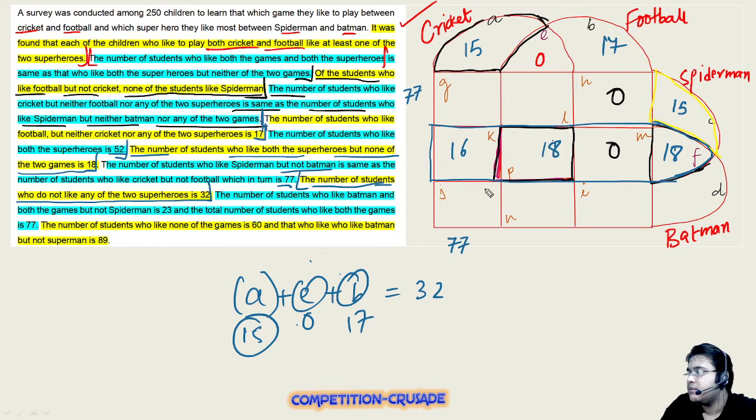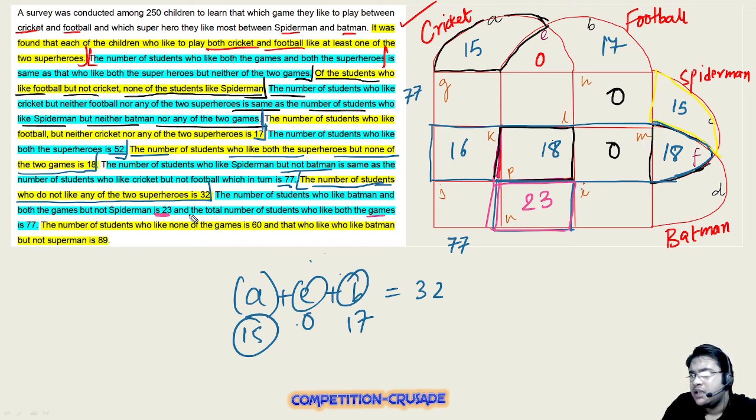Both the games will be somewhere over here. Can I say Batman and both the games will be this one? I hope you can see this, but I will still change the color a little. Batman and both the games, this is the region, and there is nothing else in it. The number of students who like Batman and both the games but not Spider-Man is 23, because they have ruled that out, so this is 23. And the total number of students who like both the games is 77.